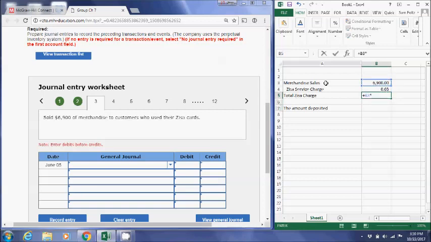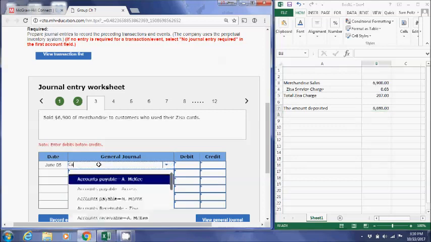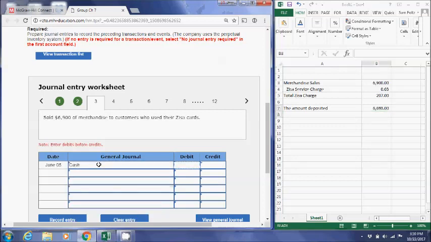So let's calculate that Visa charge first. I'm going to multiply 6,900 times 0.03. The charge looks like it's 207. So therefore the amount that we should be depositing would be 6,900 minus 207. We'll see the math there. The amount we should be depositing is 6,693. Back over here to the journal entry, what do we get? Well, we get cash of 6,693.